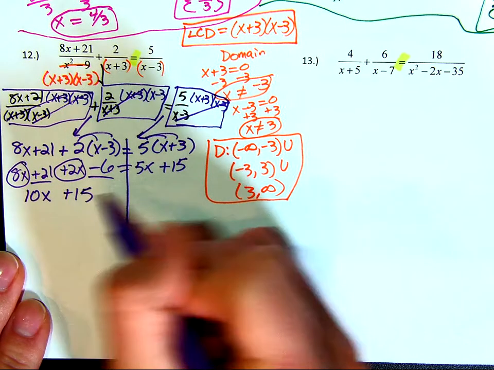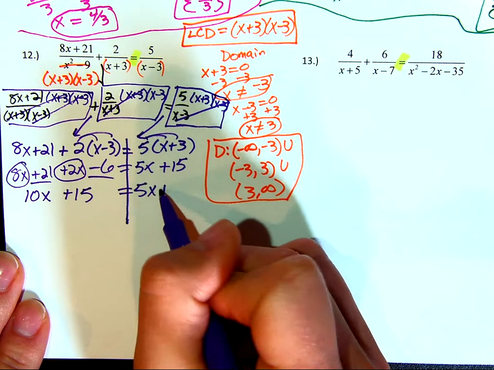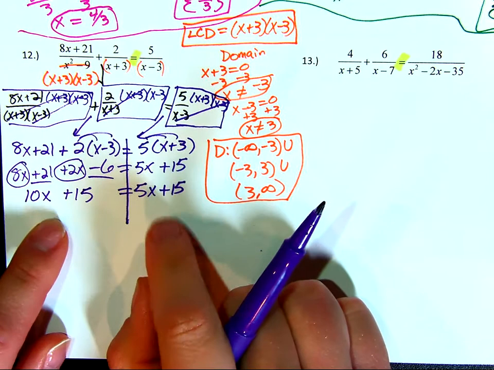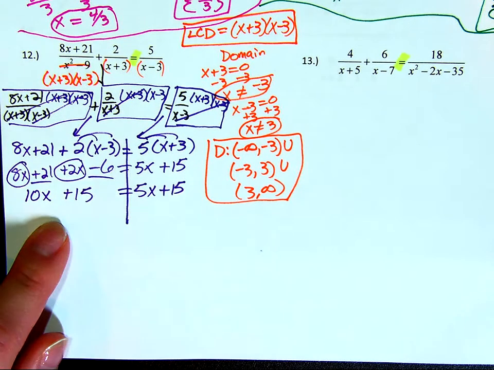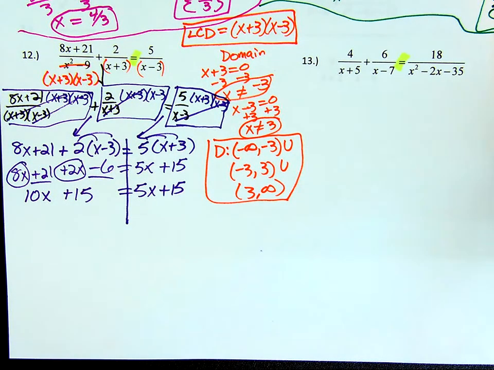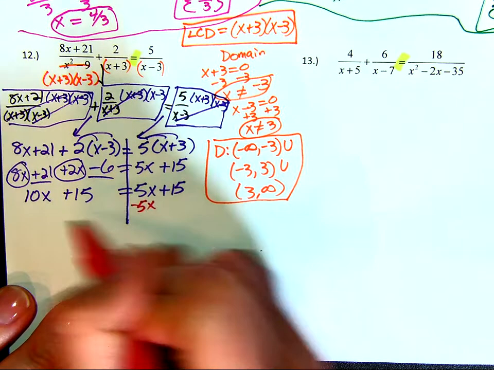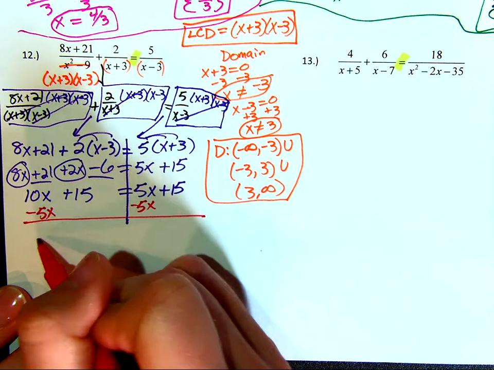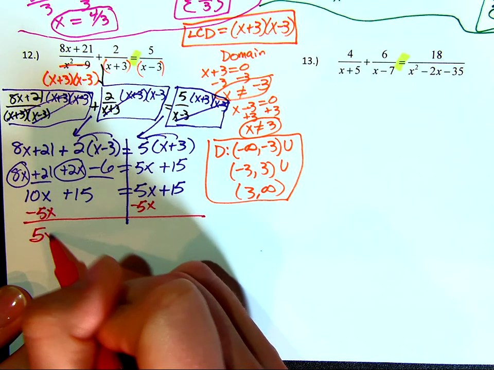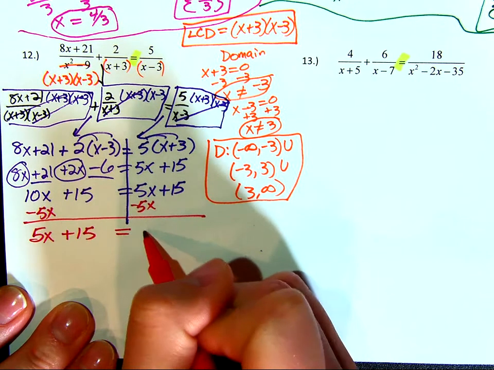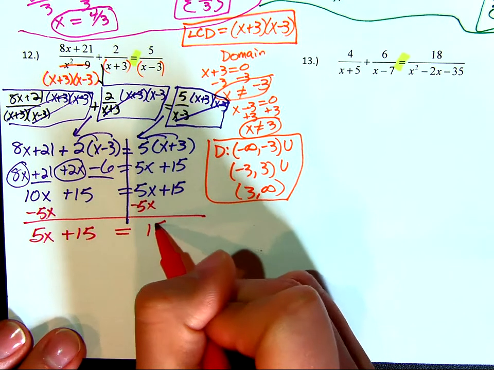equals 5x plus 15. Now here, notice that there's not an x squared term. So that means solving this is actually going to be a lot quicker. So first step is I would just move my x's over. So we have 5x plus 15 equals 15. Subtract the 15.